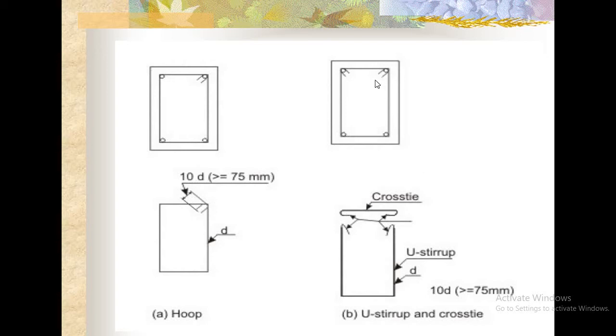Or otherwise you can provide U stirrup and cross tie. You can provide like this one. Instead of providing a complete hoop, you can provide it as two parts. One part is like this one, other part is like this, this is the cross tie. Okay, and the length of this hook, means from this point to this point, actually it should not be less than 10 D.